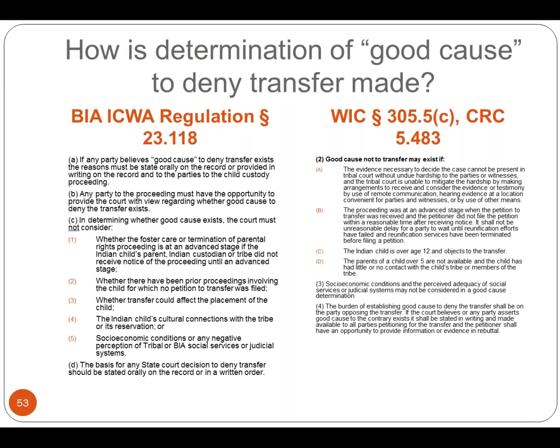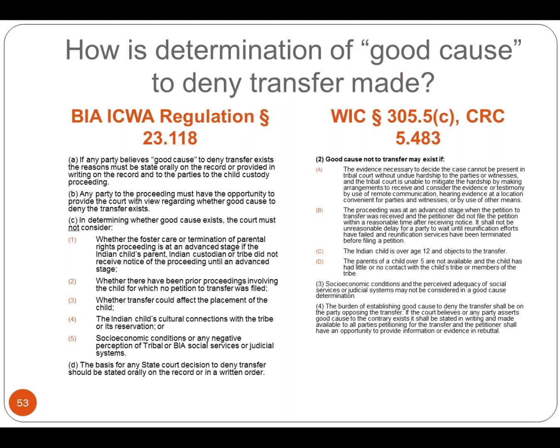If the proceeding was at an advanced stage when the petition to transfer was received and the petitioner did not file the petition within a reasonable time, if the Indian child is over the age of 12 and objects to the transfer, if the parents of a child over 5 are not available and the child has had little or no contact with the Indian child's tribe. The socioeconomic conditions and the perceived adequacy of social services or judicial systems may not be considered in a good cause determination. The burden of establishing good cause to deny the transfer shall be on the party opposing the transfer.